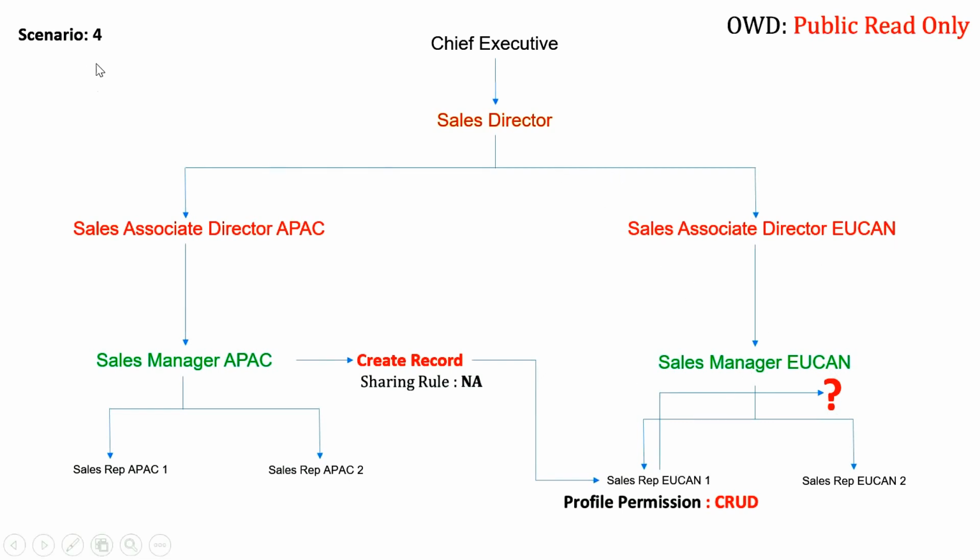We have brought another scenario where OWD is changed to public read only. So a record created by the sales manager will be viewable by all the users, but will have accessibility as read only. Any user on a different hierarchy will not be able to edit the record. Now we will check if the manager of the record owner will be able to edit or modify the record or not, and also whether any other user on a different hierarchy will be able to edit or delete the record or not.